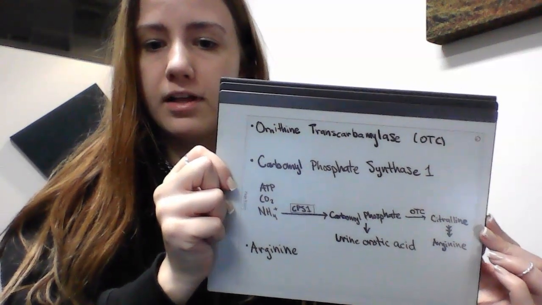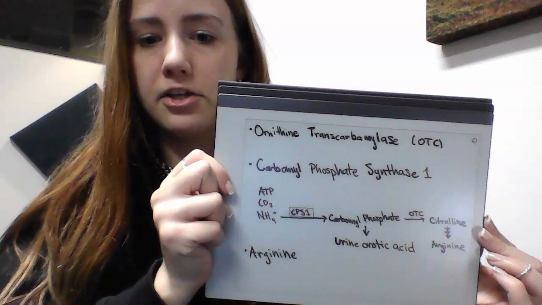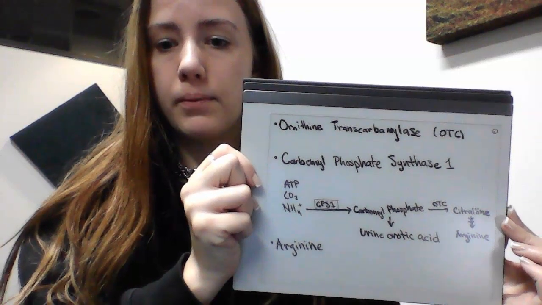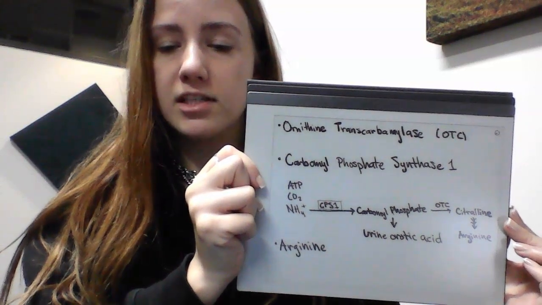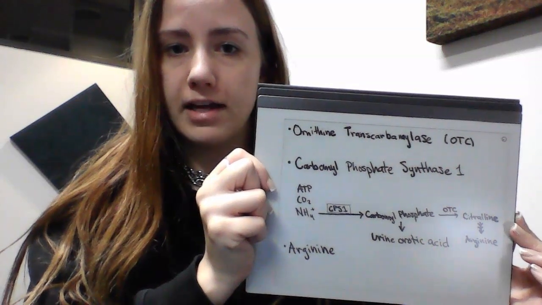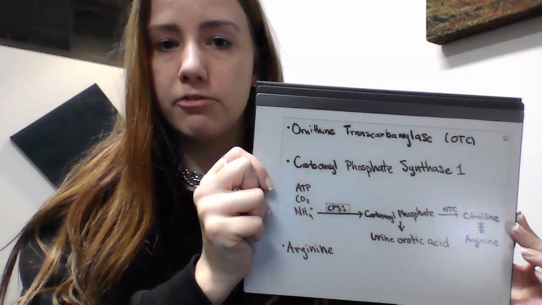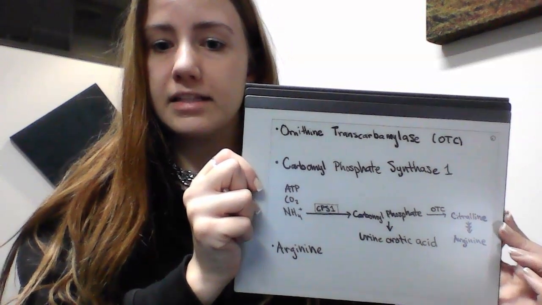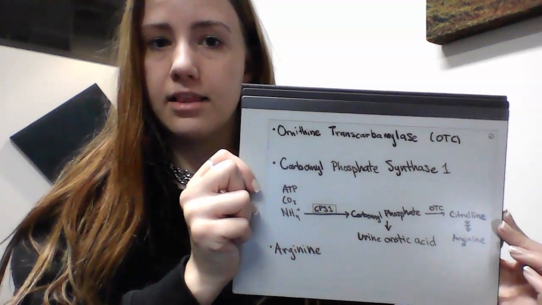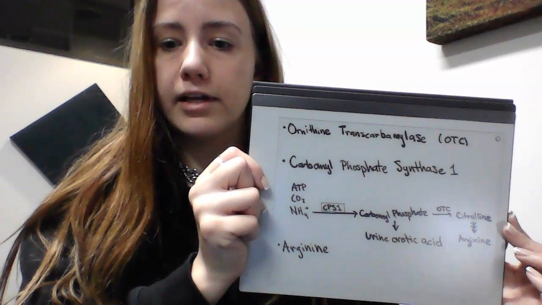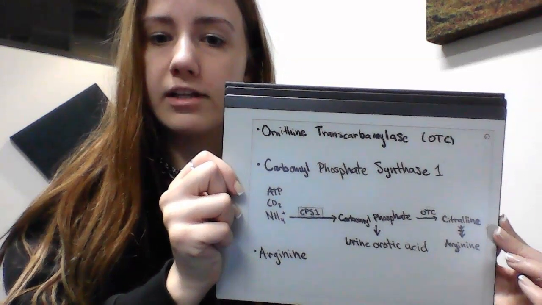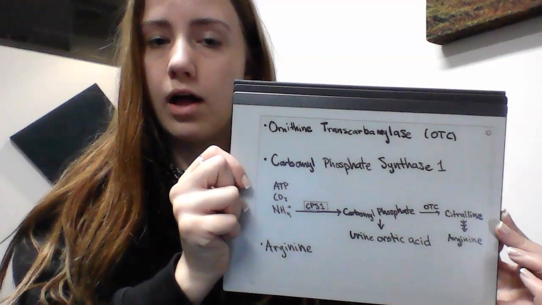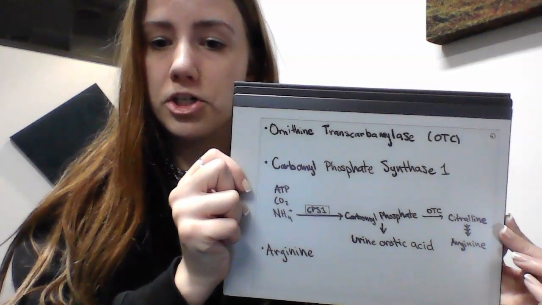To go over the production of orotic acid in the urine, carbon dioxide and ammonia are combined to form carbamyl phosphate through carbamyl phosphate synthetase 1 and the use of ATP. This carbamyl phosphate can either undergo pyrimidine synthesis, where it forms orotic acid that can be expelled through the urine, or it can form citrulline through the ornithine transcarbamylase enzyme. This citrulline can then undergo several reactions to form arginine.